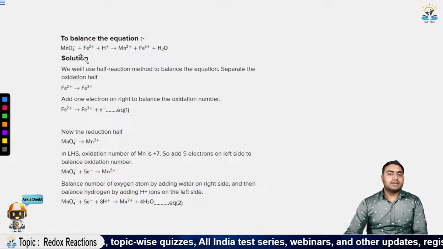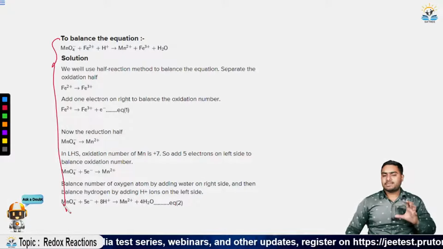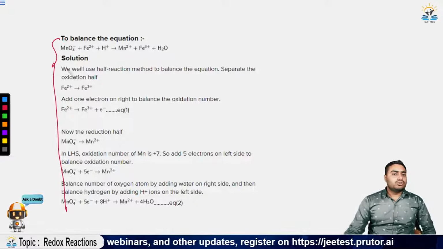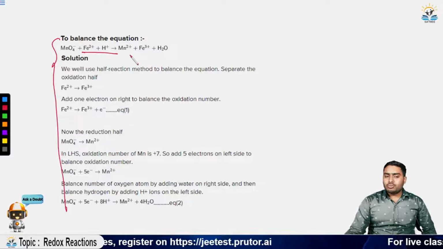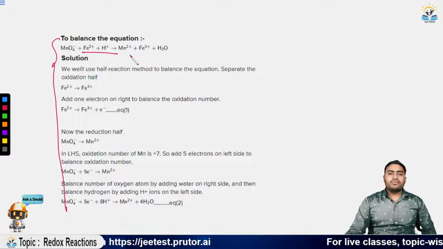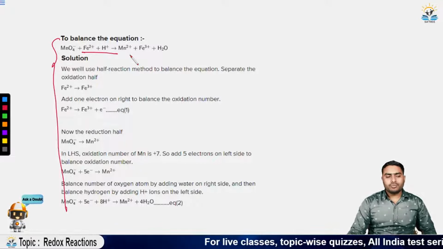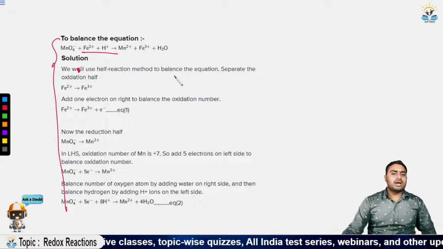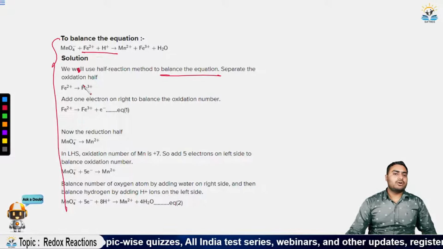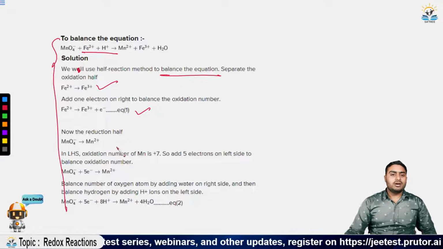Okay, after adding, you can see how to write it in steps here. MnO4 negative plus Fe2 positive plus H positive gives Mn2 positive plus Fe3 positive plus H2O. If you have to balance this unbalanced equation with the help of the ion-electron method in acidic medium, you can follow these steps. First of all, we will use the half reaction method to balance the equation, separating the oxidation half. You can see this is the oxidation half reaction and this will be the reduction half reaction.